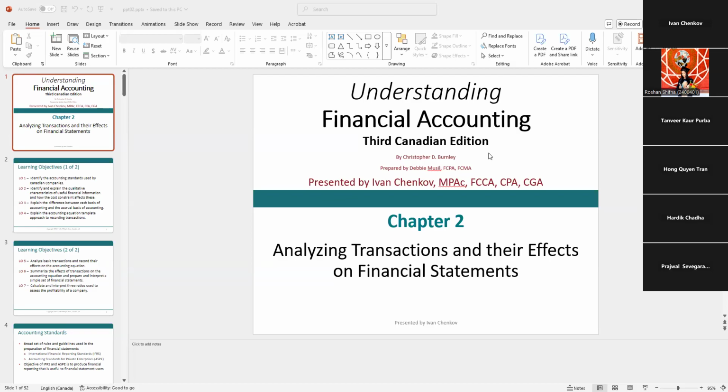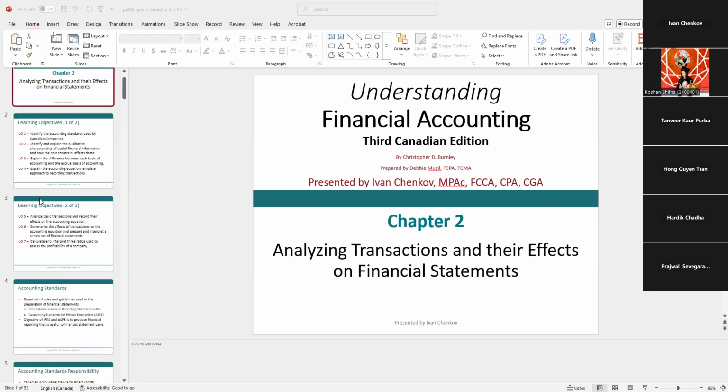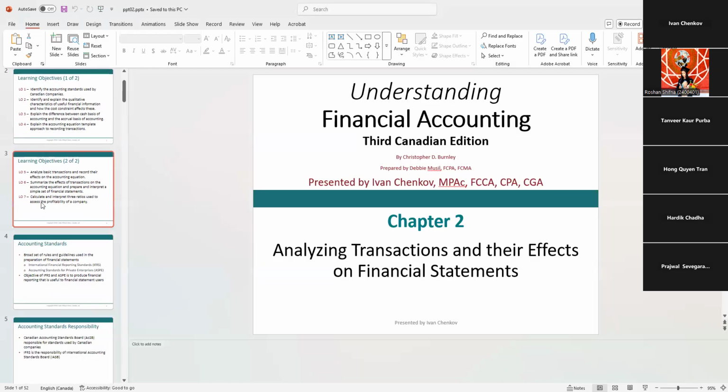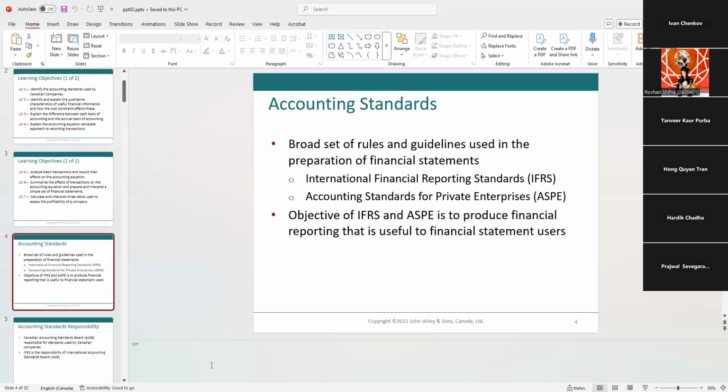So, chapter 2. Let's start analyzing the transactions and what their effect is on the financial statements. Now, the question is, which are the financial statements? If you remember from the first chapter, we're dealing with the 5 financial statements.